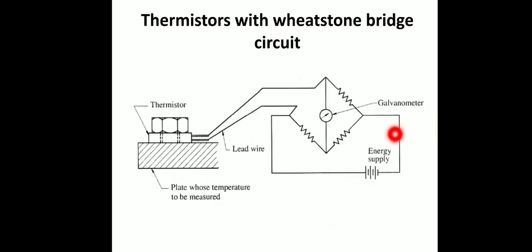You can apply it over the plate whose temperature is to be measured. This is the thermistor which is attached to a temperature measuring equipment by bolt and nut. You can also rivet it. Anyway, you need to attach this thermistor over the temperature measuring plate. And the output, here you can see the lead wires. The output can be measured using a wheatstone bridge and energy supply system. By measuring galvanometer, we can identify how much temperature is applied over the plate.